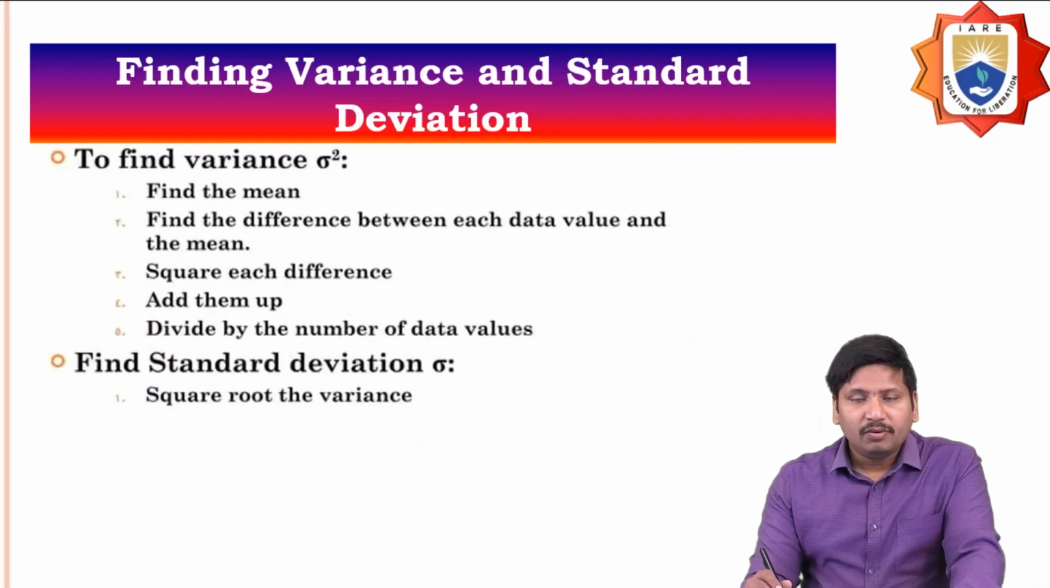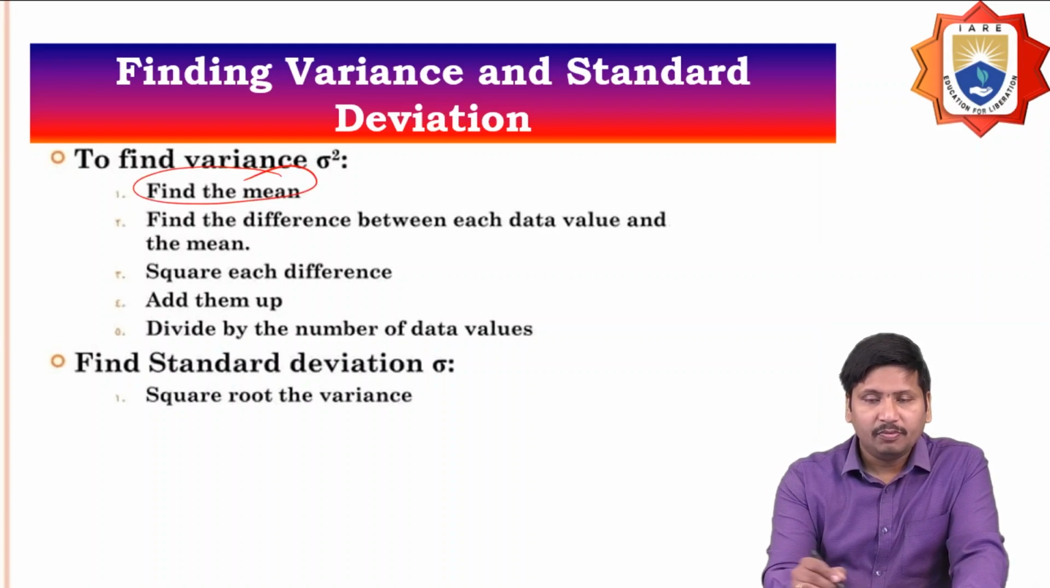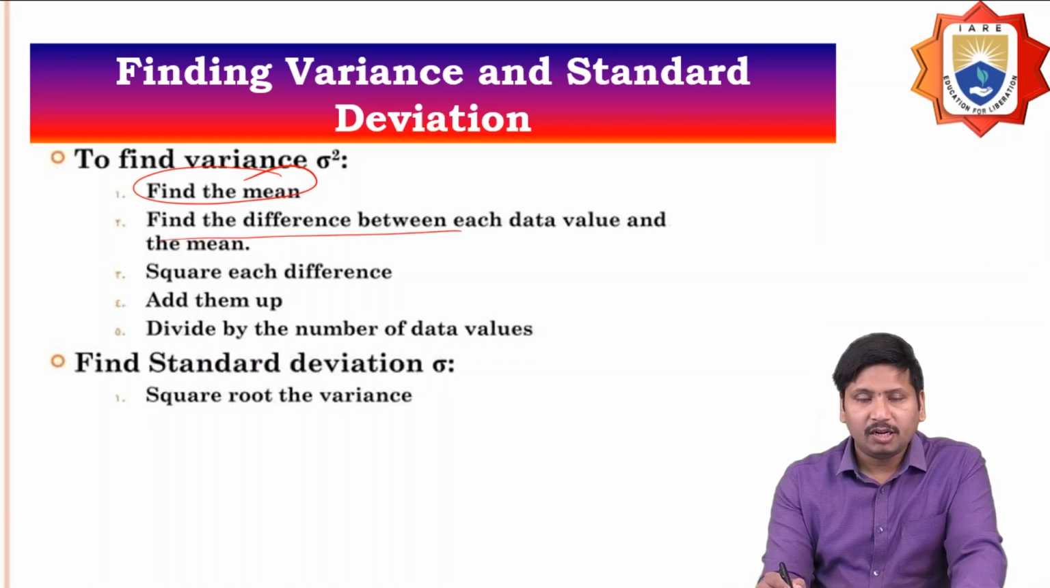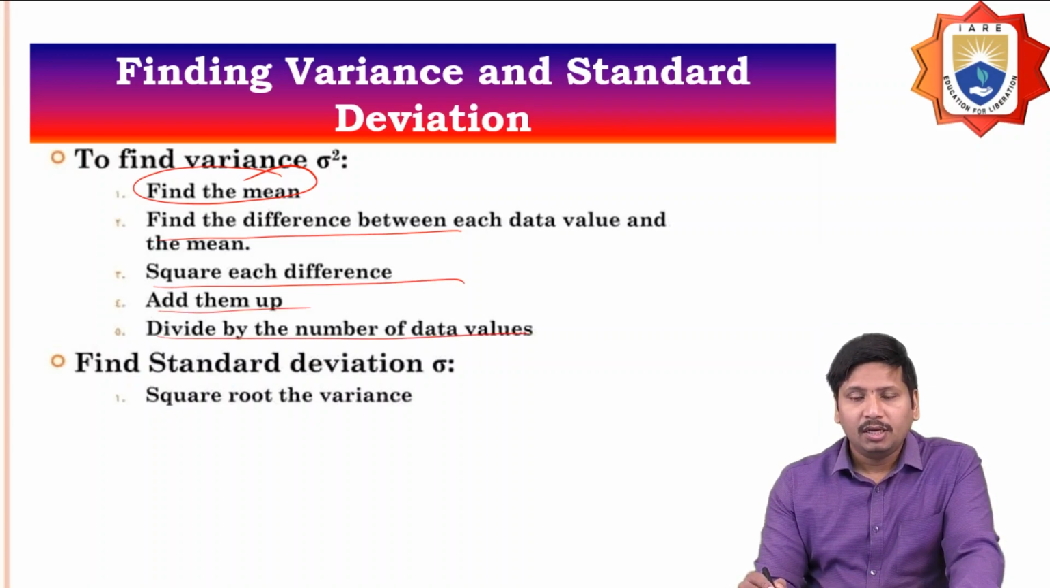In order to find the variance, what steps are we going to follow? First, we calculate the mean, then find the difference between each data value and the mean value, square the differences and add them up, and divide by the number of data values. These are the steps for finding the variance.